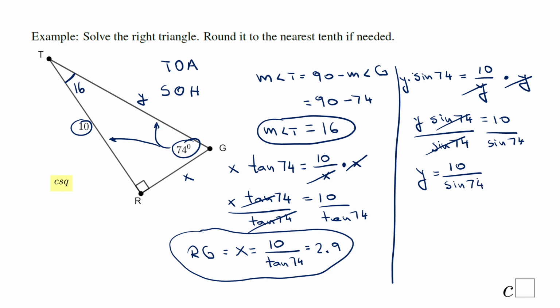and this one is nothing else than the hypotenuse, which is TG. If you need to evaluate, which we are asked to round to the nearest tenth, you'll need a calculator, and we have 10 divided by sine of 74, and I end up with 10.4.